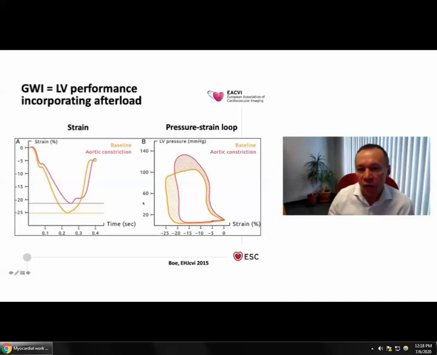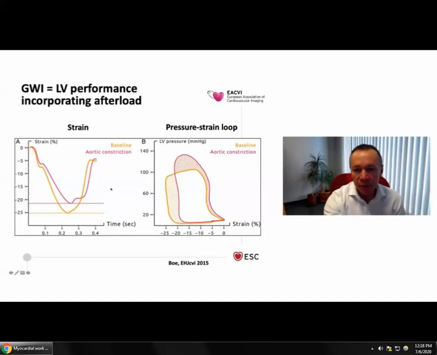So now, before going back to our case, I would like to emphasize again that global work index combines both deformation and afterload. Therefore, it may be useful in the situation when blood pressure changes, for example, between serial examinations, and where use of more load-dependent index such as strain can lead us to the wrong conclusion on myocardial function.